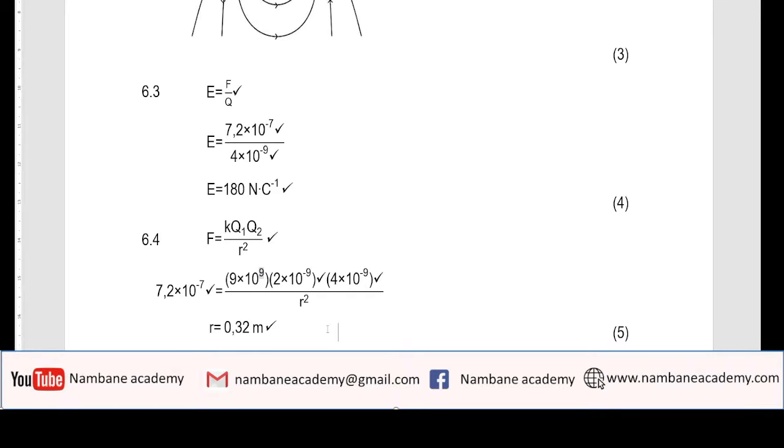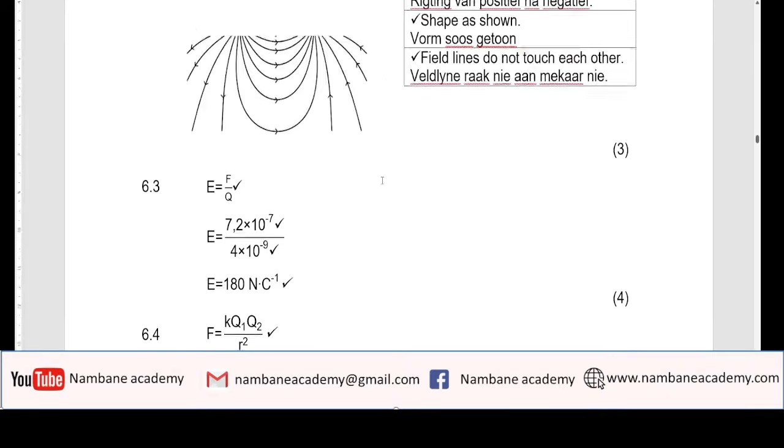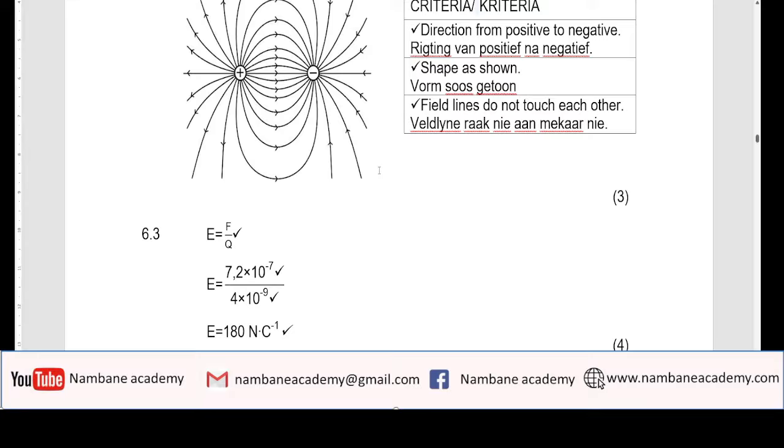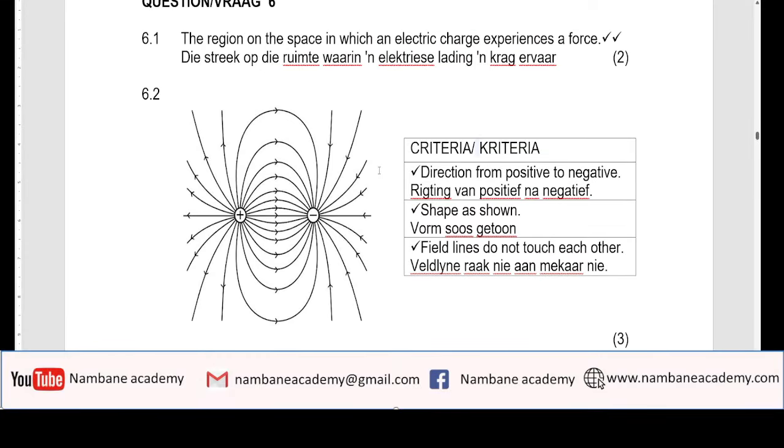Sir, the definition, can we please add a force of attraction or repulsion? Yes, in the manual, it's a region in space in which the electric charge experiences a force of attraction or repulsion. Can you just maybe add it in brackets for correct signs?